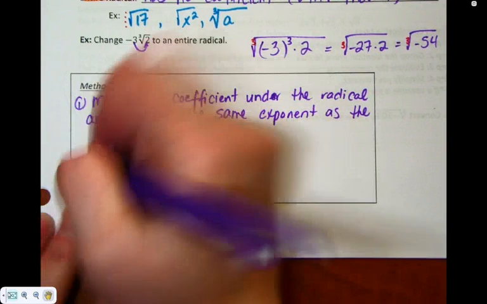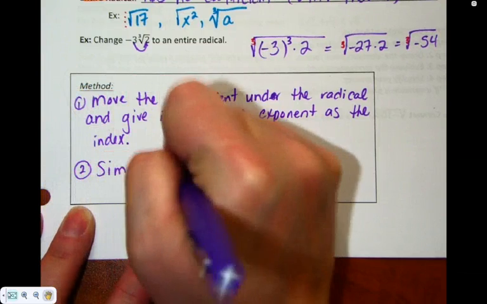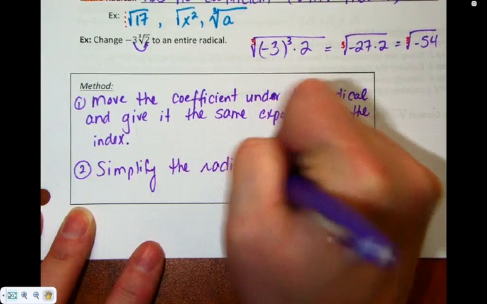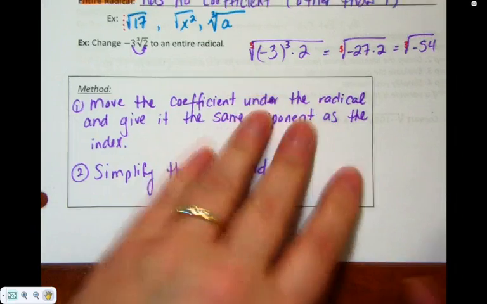Second and last step, simplify the radicand. What's a radicand? All that stuff underneath that root sign. Let's practice some more.